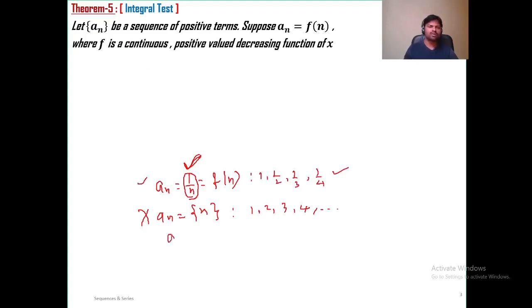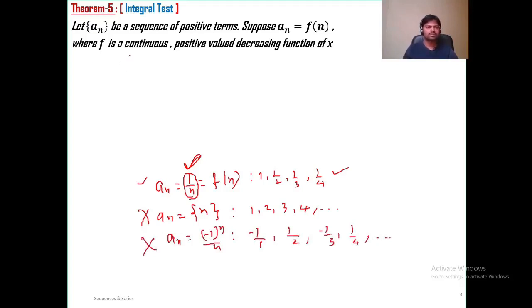For example, a_n equals minus 1 whole to the power of n, by n. If I take it like this, then what is the first term? Minus 1 by 1. Second term, 1 by 2. Third term, minus 1 by 3. Fourth term, 1 by 4. But each term is not positive, right? So such a sequence also we should not consider. Hope it is very clear.